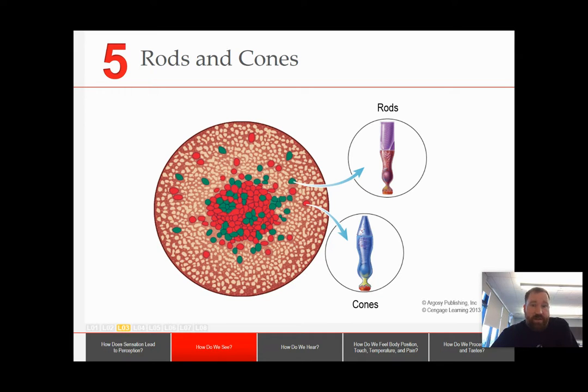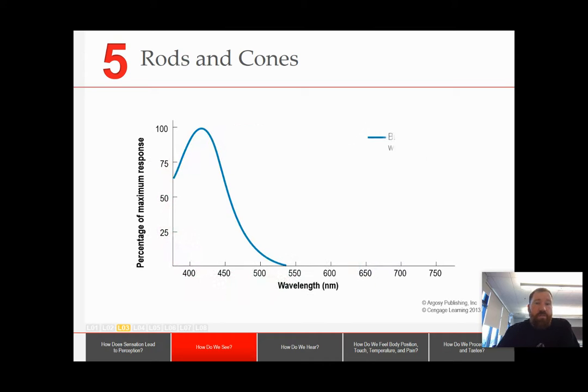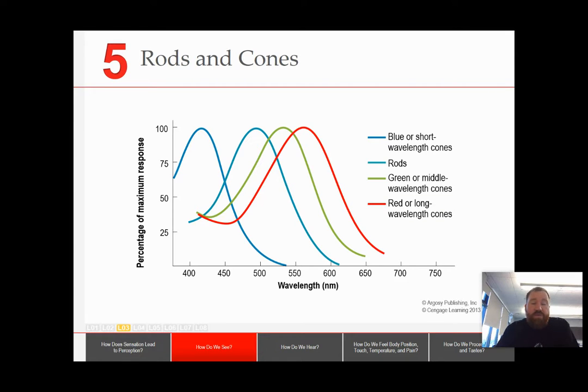Again, just think about that. Cones, we see color better in the daytime than we do at night. That's because our cones are more active when there's brighter light. Cones are also a little bit pickier in terms of what light they respond to. So we actually have, again, assuming you're not colorblind here, different cones for different colors. There are cones that respond only to blue or other short wavelength light, some that respond to green, some that respond to red. And you can see in this little chart here that rods are somewhere in the middle.